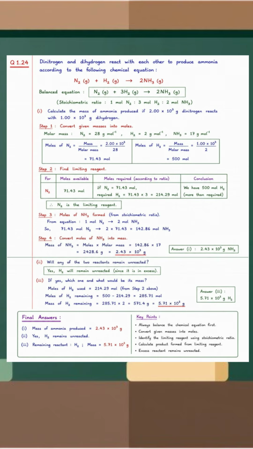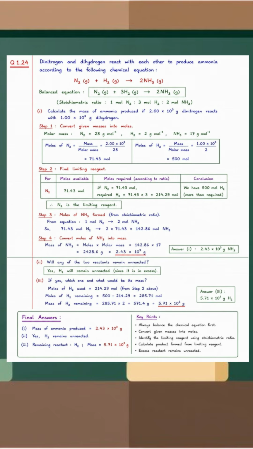We are given, mass of nitrogen is 2.00 into 10 to the power 3 grams. Mass of hydrogen is 1.00 into 10 to the power 3 grams. First, convert masses into moles. Moles of nitrogen equals 2000 divided by 28, which is 71.43 moles. Moles of hydrogen equals 1000 divided by 2, which is 500 moles.